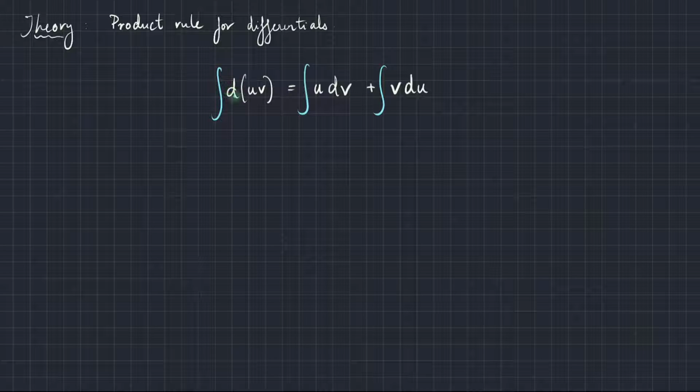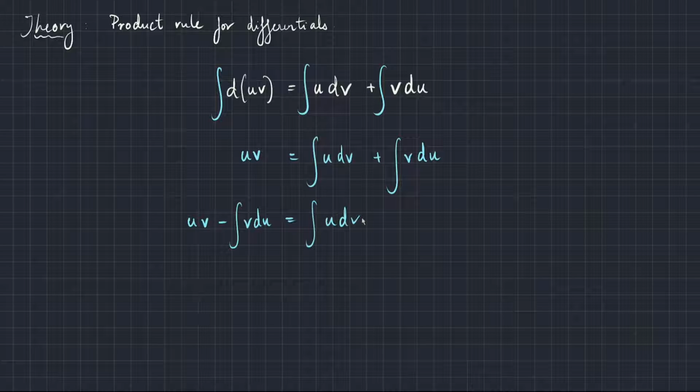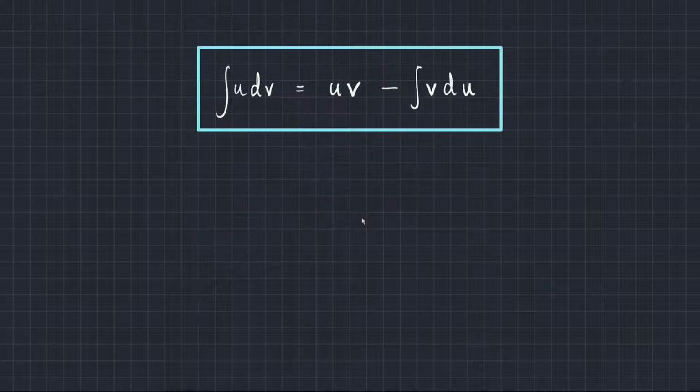And so the integral cancels the differential and you have u times v, and let's keep these integrals as is. So we have the integral of u dv plus the integral of v du. Subtracting the integral of v du from both sides, we have uv minus the integral of v du equals the integral of u dv. And just rearranging this formula so that the integral of u dv is written on the left side, we get the famous formula for integration by parts, that the integral of u dv is uv minus the integral of v du.